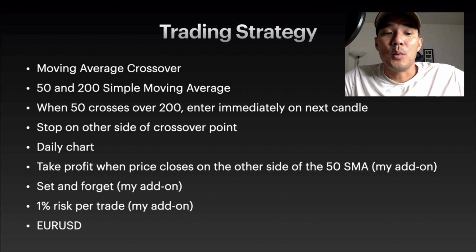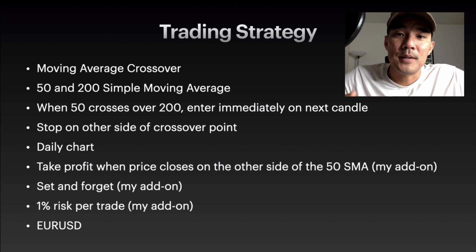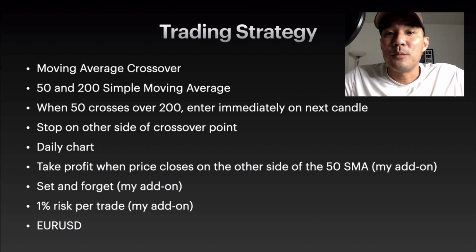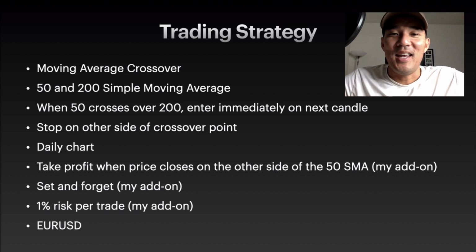So what it left out was the take profit, trade management, and the risk. So I'm going to put that in myself. In this case, I'm going to do a take profit when the price closes on the other side of the 50, because this is supposed to be a trend following strategy. So I'm assuming that that's the best way to do it. And then it's going to be set and forget. So there's no moving to break even, no adjusting stuff. Once you enter it, that's it. It's done. And then finally, 1% risk. That's just an easy place to start. And then I'm going to be testing this on the Euro US dollar daily chart only.